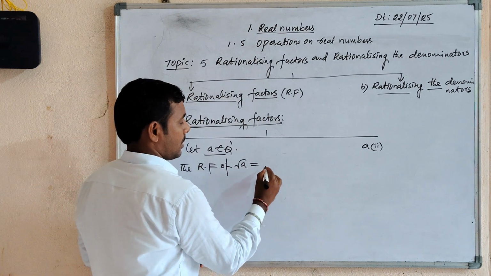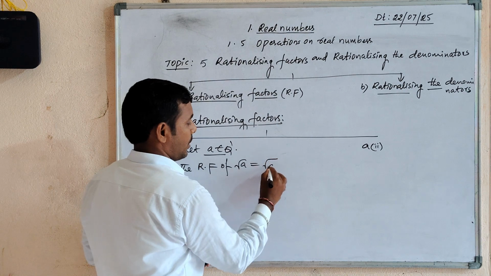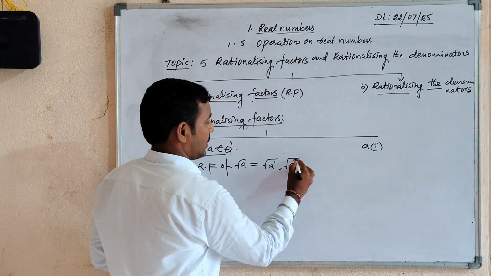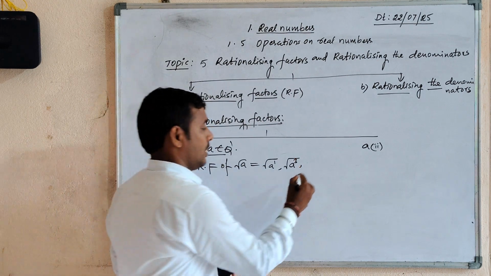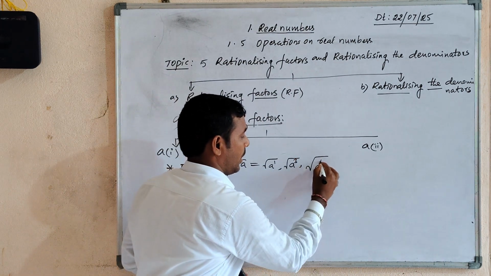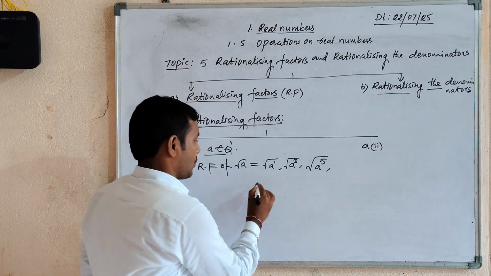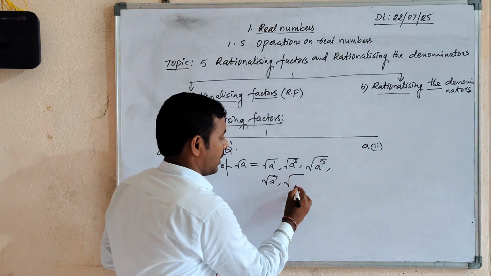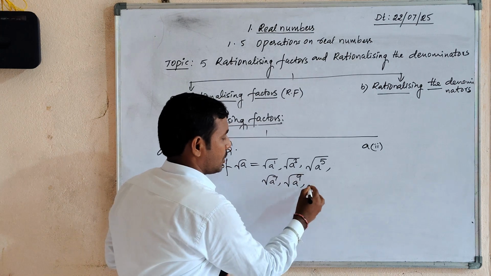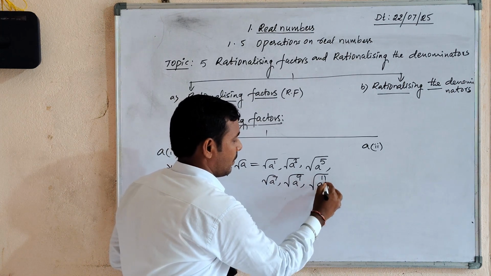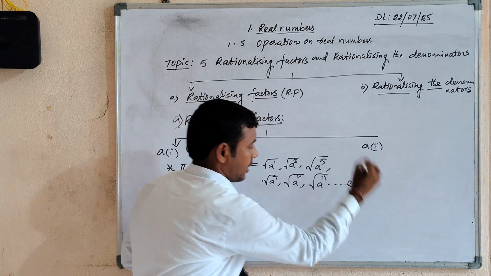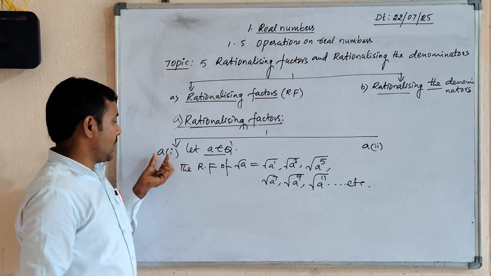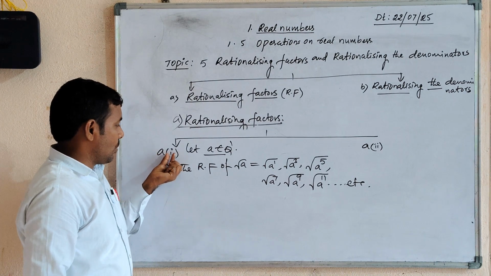Please respond. Square root of A power 1. Next, square root of A power 3. Next, square root of A to the power of 5. Next, square root of A to the power of 7. Next, square root of A to the power of 9. Square root of A to the power of 11. In such a way we can write many. This I want to say about A Roman number 1.